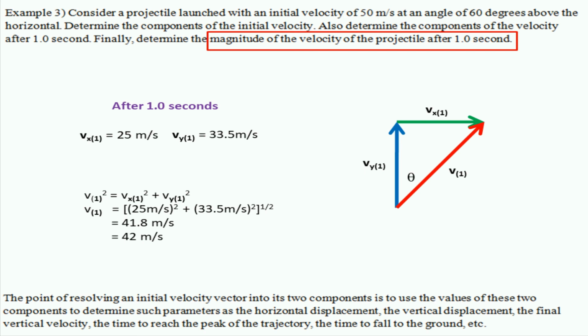Right. The point of resolving an initial velocity vector into each two component is to use the values of these two components to determine such parameters as the horizontal displacement, the vertical displacement, the final vertical velocity, the time to reach the peak or the maximum height of the trajectory, and then the time to fall to the ground.